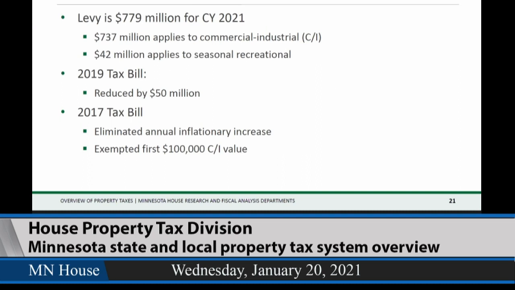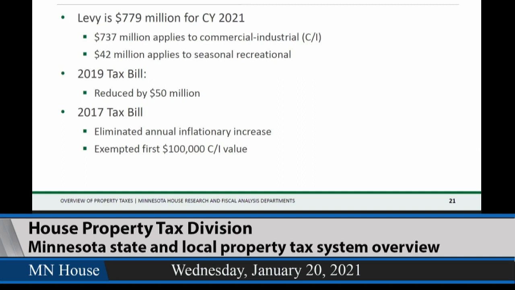So I mentioned a few slides back that there is a state general tax. This slide gives a little bit of information on the state general levy in 2021. So the levy for this year is about $779 million. About 95% of that is paid by commercial and industrial property, and about 5% of that is paid by seasonal recreational properties. This includes things like cabins, resorts, property types like that.